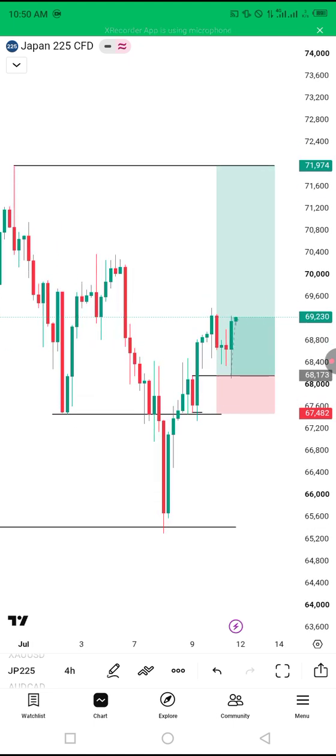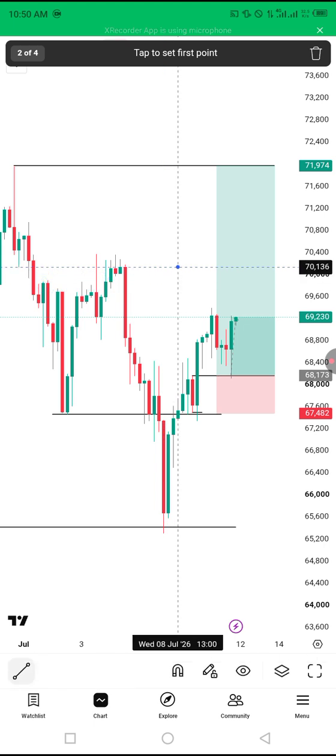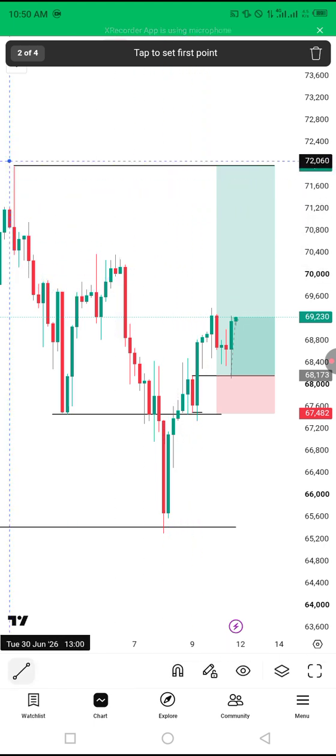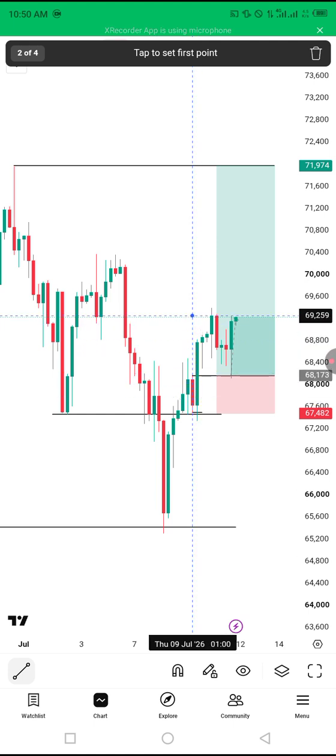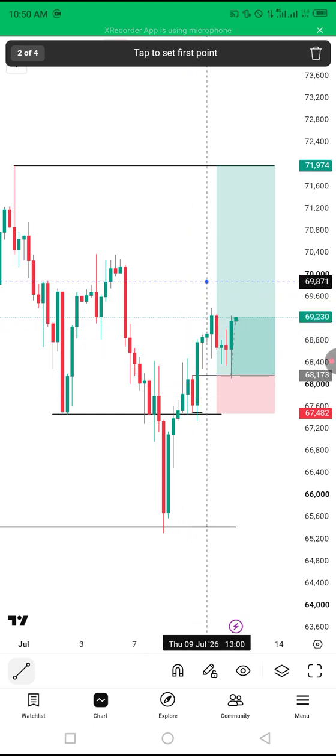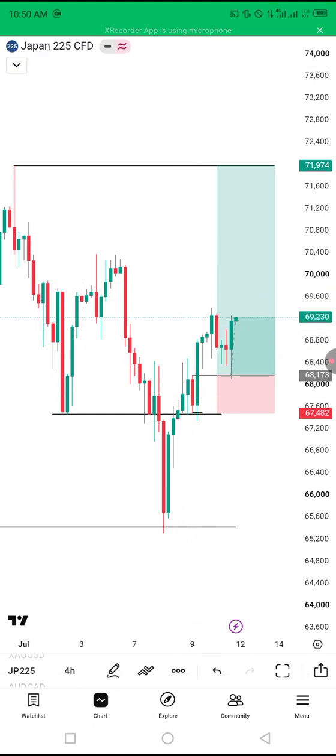So by next week, when the market opens on Sunday evening, I'm expecting it to take out this high as the internal liquidity, because the low of the liquidity was swept according to the daily time frame CRT range. And that is all for today's review.